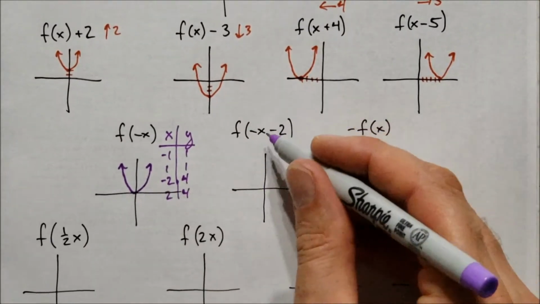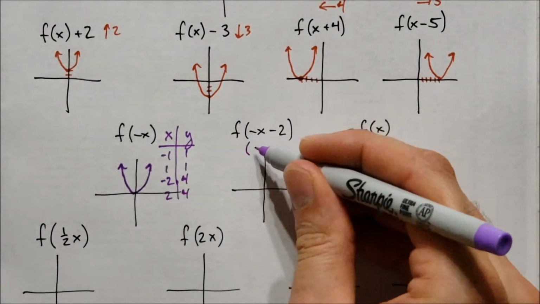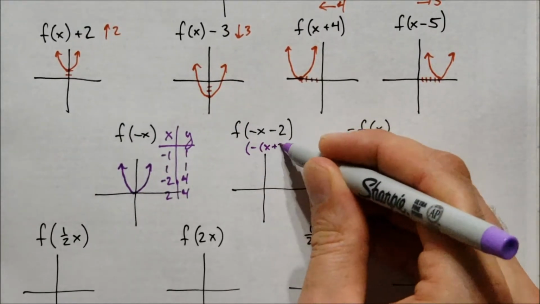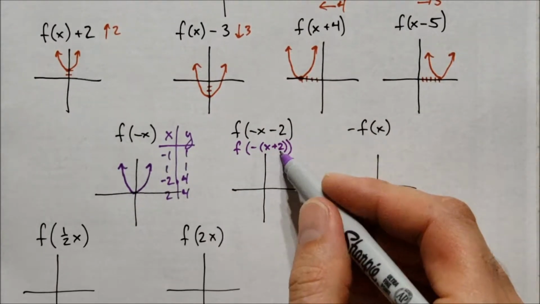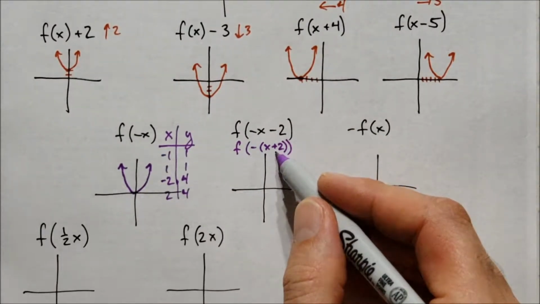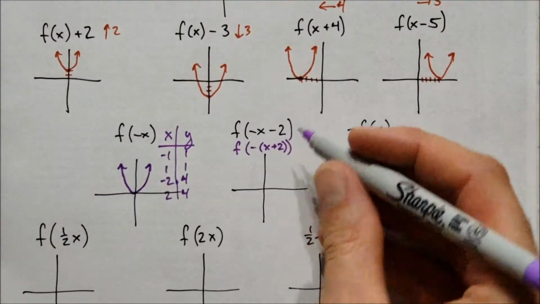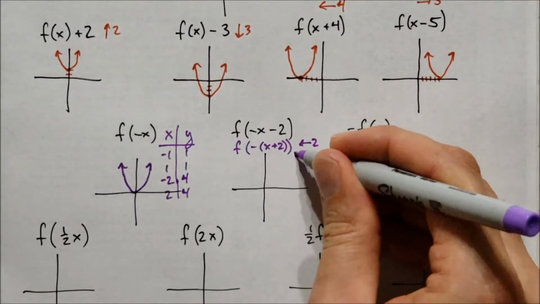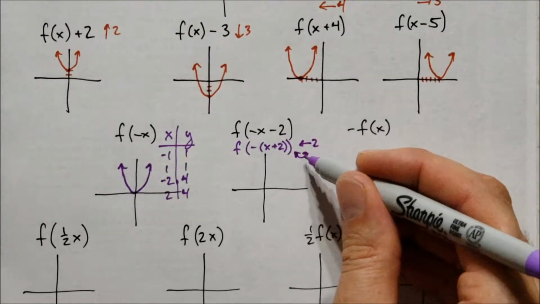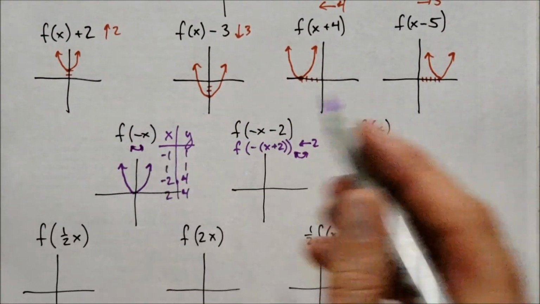Well, what if we have something like this, -x minus 2. This would be the same as f of the opposite of x plus 2. Well, in this case, we're shifting to the left 2, and then we're going to switch all of the x values, positive for negative, negative for positive, which means that we're going to shift to the left 2, and then we're going to reflect it over that axis of symmetry, where this was also reflecting over the axis of symmetry.